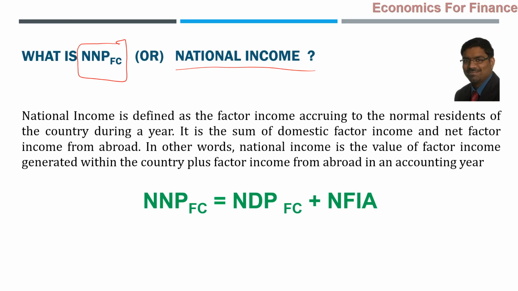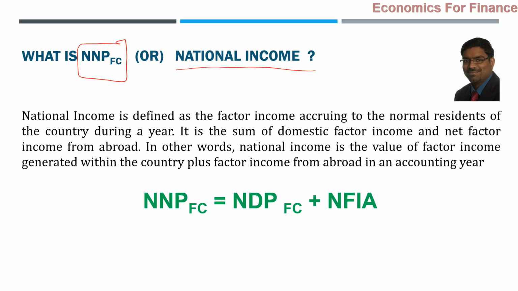Now we know each of those words. What is net we know. What is national we know. What is factor cost we know. So what is this? National income. It is the factor income accruing to the normal residents of the country during a year. It is the sum of domestic factor income and net factor income from abroad.